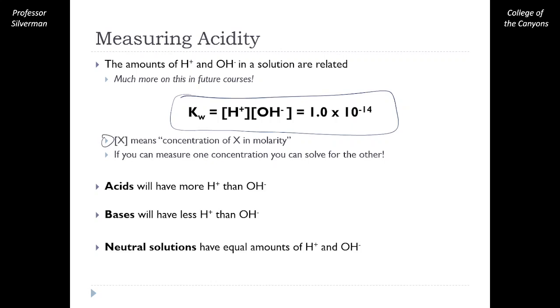We mentioned this before, but anything inside of those square brackets can be referred to as concentration of whatever, in units of molarity. This equation is really nice if we can measure the concentration of one of these things, either H+ or OH-. We can use this equation to solve for the other one. We can also see a nice relationship here. H+ compared to OH- is almost like a little seesaw.